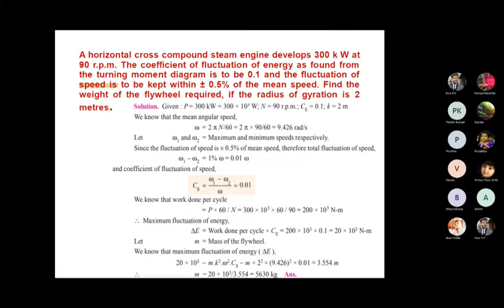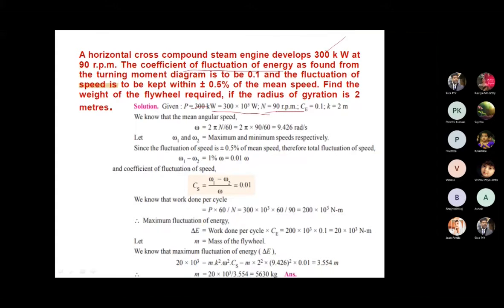So here the steam engine develops 300 kilowatt. So power is given, P equal to 300 kilowatt. We already use SI units, only watt. So kilo value 10 power 3, that is 300 into 10 power 3. The speed N, 90 RPM, is given. So N equal to 90 RPM.